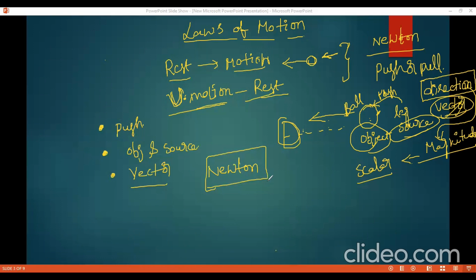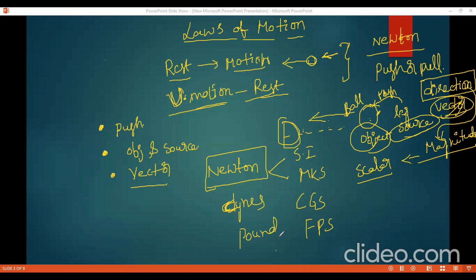Now, the CGS unit of force. The SI or MKS unit of force is the Newton. And what about the CGS unit? The CGS unit of force is the dyne. Dyne is the CGS unit of force, and Newton is the SI or MKS unit of force. What about the FPS unit of force? The FPS unit of force is the pound. So these are the systems and their units of force.